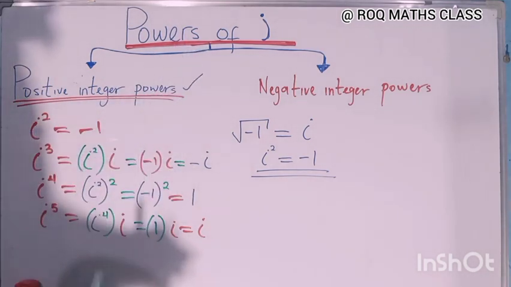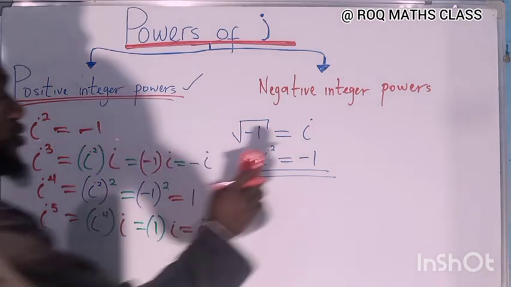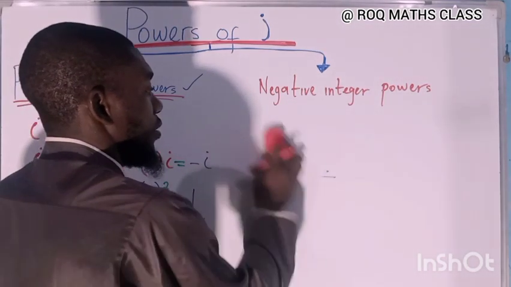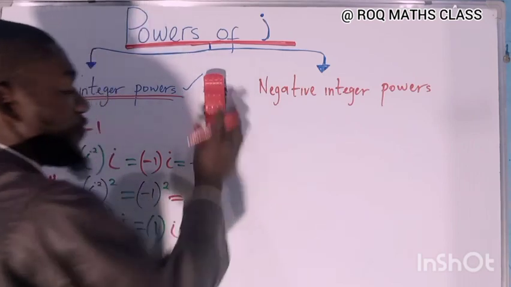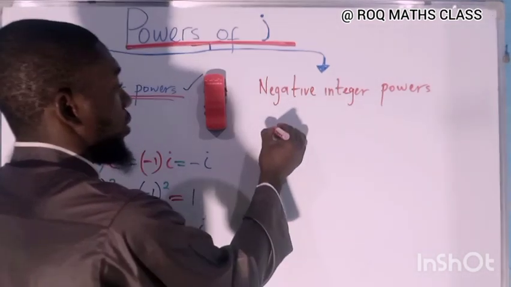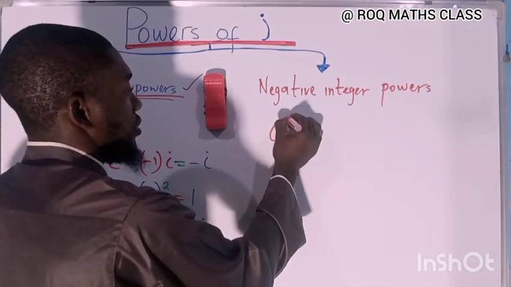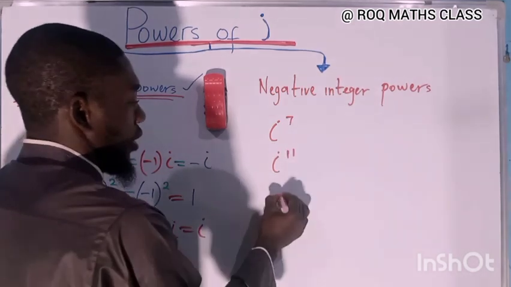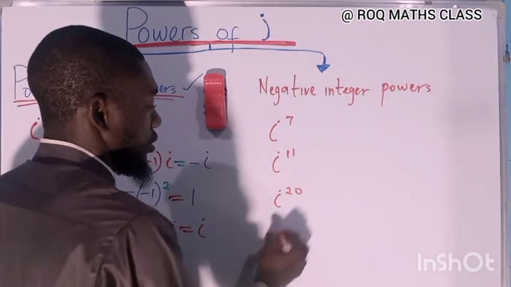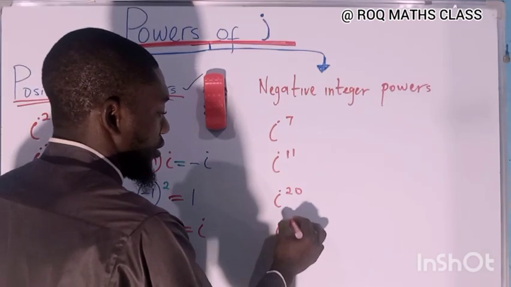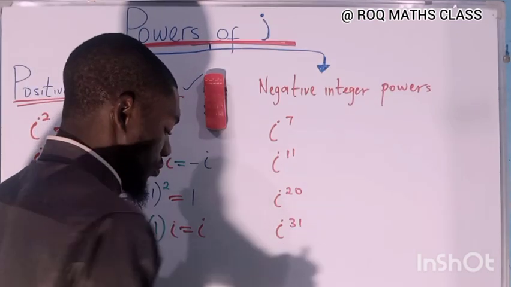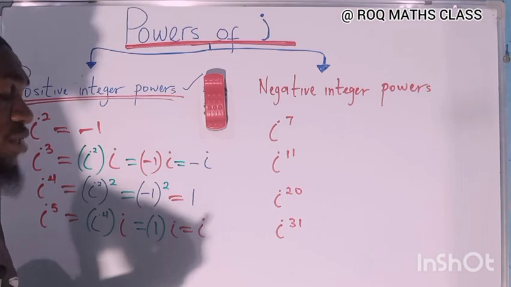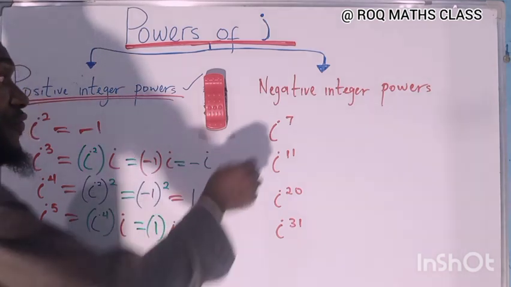So with this concept now, we will be able to find any positive integer power of our iota. In case you are given the following examples, that you should find the value of: iota raised to the power of 7, iota raised to the power of 11, iota raised to the power of 20, and iota raised to the power of 31. Good. How are we going to represent this value?